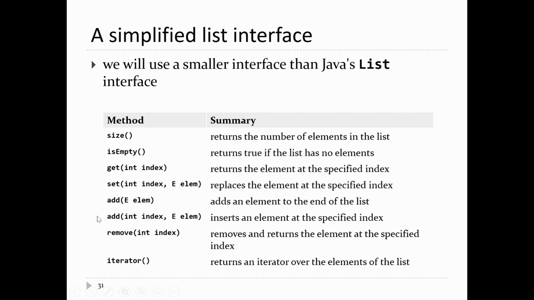Now the other version of add really should have been called insert, because that's really what it is. So the second version inserts an element somewhere in the list, possibly having to move other elements of the list. Remove removes an element by index. And then finally, the iterator method returns an iterator that lets people who are using the list loop over the elements of the list.